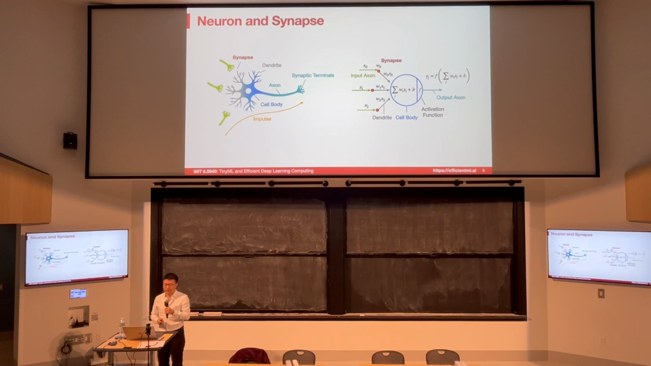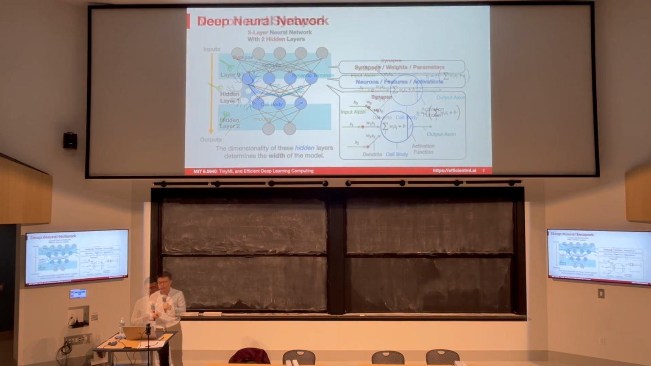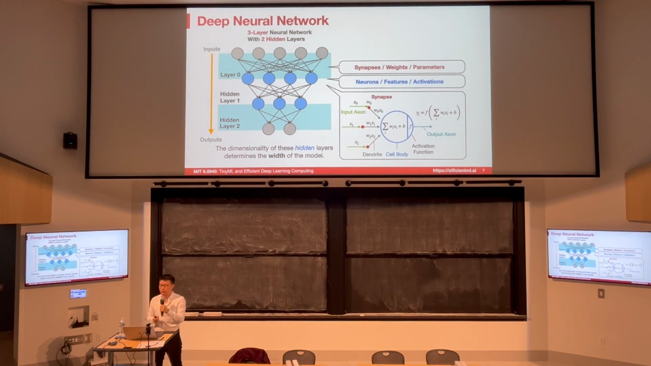Okay, so let's jump into neuron and synapse. As shown on the right-hand side, we have the input axon on the left, the output axon on the right, and the synapse that computes the weighted average of the input axon. So the synapse is basically the weight of the neural network. We use the terminology interchangeably between synapses, weights, and parameters. If you hear these terms, they mean the same thing. And neurons, features, and activations, we also use these terminologies interchangeably. They also mean the same thing.